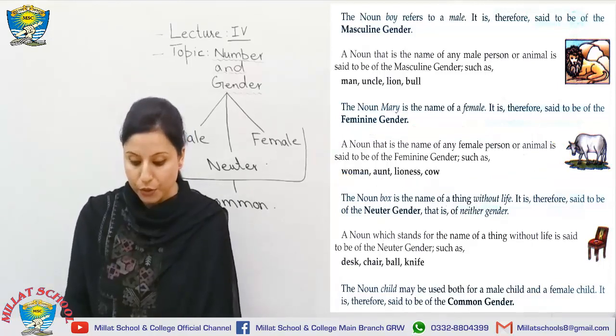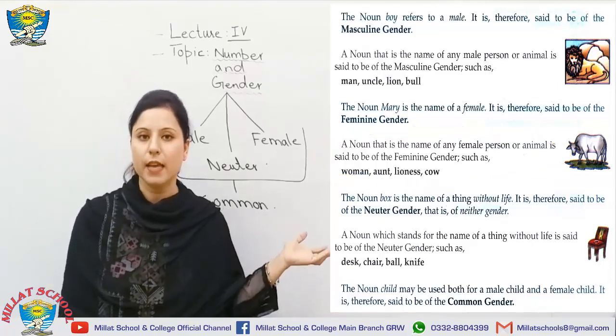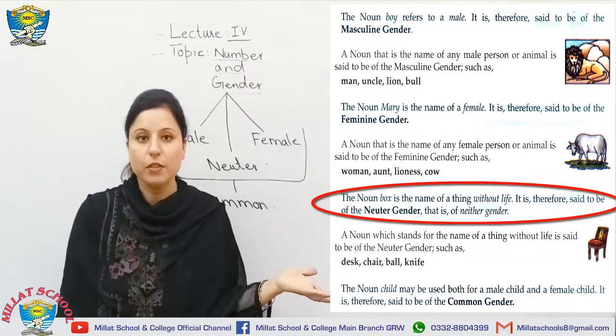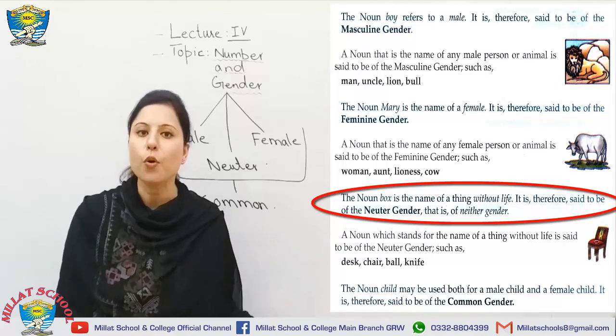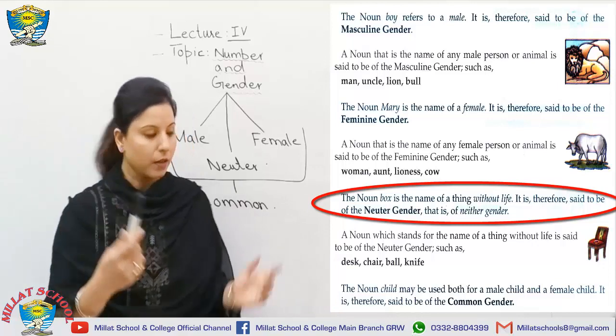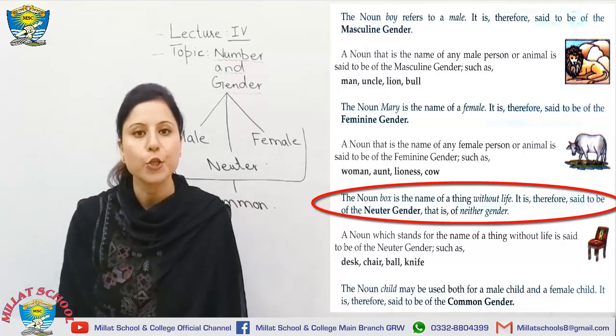The next is neuter gender. As I told you, the things among the nouns are all neuter gender. All these things have no gender at all, like desk, chair, marker, whiteboard. All these things are neuter gender.